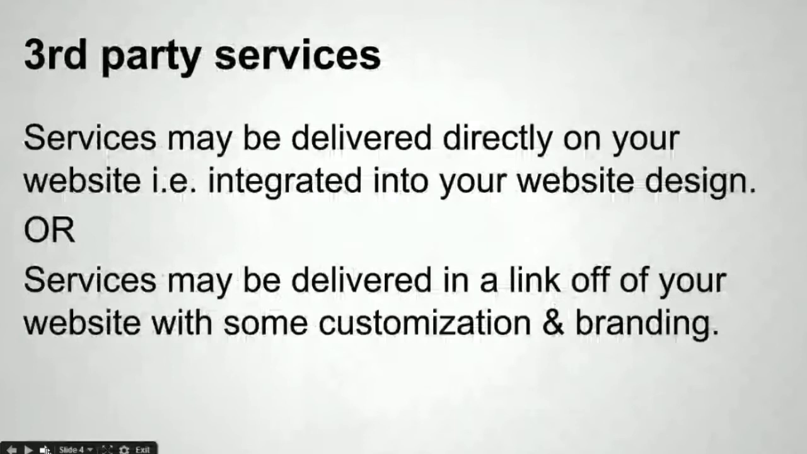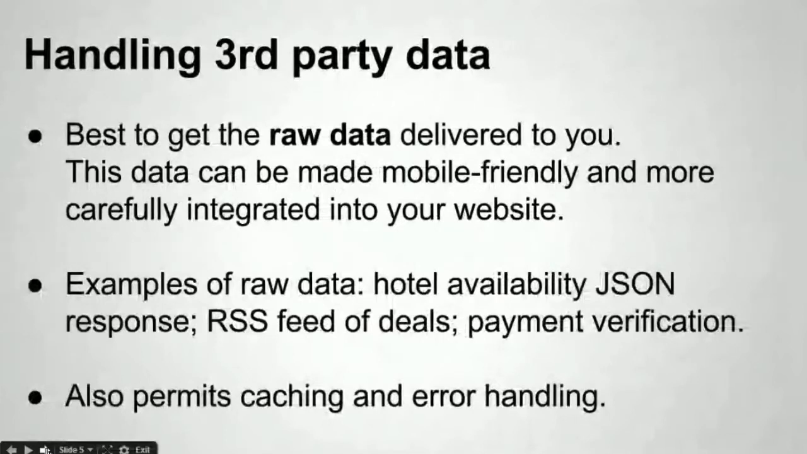These services may be delivered directly on your website, for example, a map or a newsletter sign-up, or they may be in the form of a link off of your website, such as the PayPal for credit card processing. These types of external links typically include some branding or customization, so that the customer knows that the external service is connected to your company. The best way to ensure seamless integration is to have the information delivered to you as raw data rather than pre-formatted by a third party.